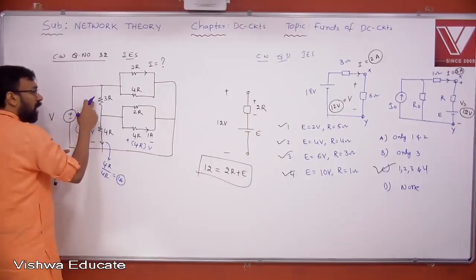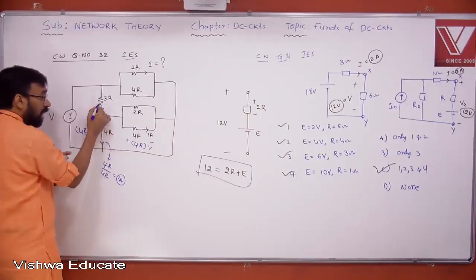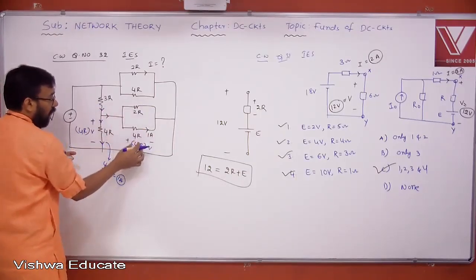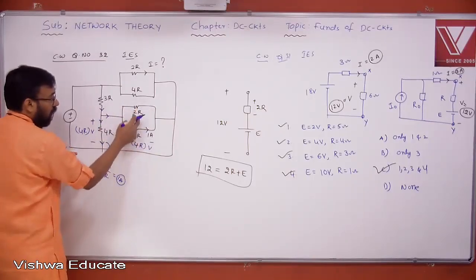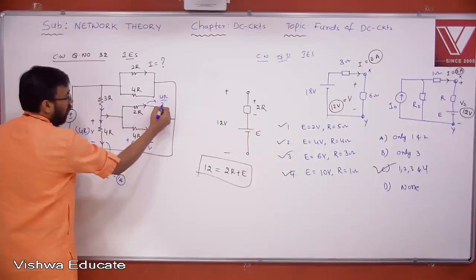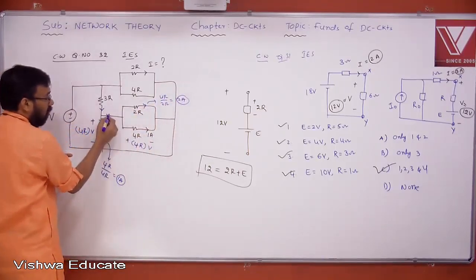How would I know the voltage here? Only when I know current here. How would I know current here? When I know the current here and here, then only I can find the current here. So 4R is the voltage. To find the current here, let us also find the current here. 4R by 2R, how much current is flowing here? 2 ampere. If this is 2 ampere, this is 1 ampere, how much here?